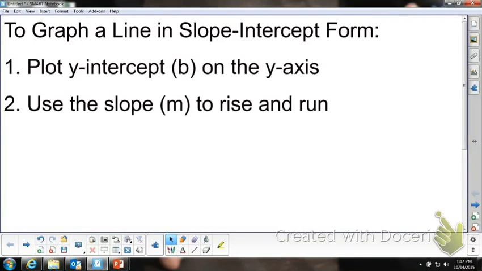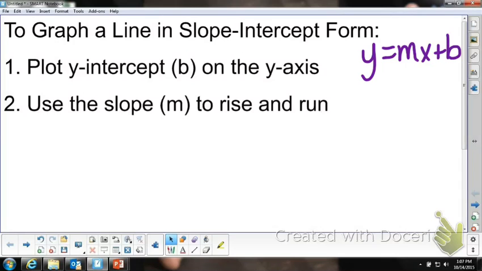Today we're going to be reviewing how to graph a line when it's in slope-intercept form. Let's remember, slope-intercept form is y equals mx plus b. That's our format. M here is representing the slope, b is representing the y-intercept. So we have two steps whenever we're graphing a line in slope-intercept form.